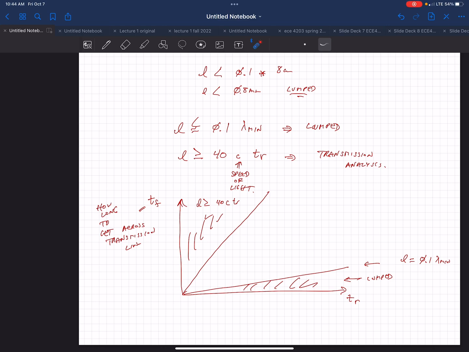So that's just a point I wanted to make. These are just rules of thumb, right? We're saying 0.1 or 40 C times TR, whatever. But the important thing I wanted to get across is this relationship: it depends on how fast you're running and how long you are, whether you use transmission line or lumped. And that's a very important decision to make upfront in your project.